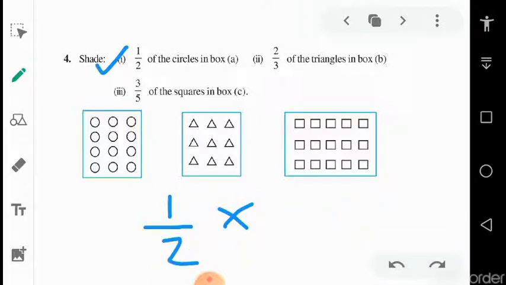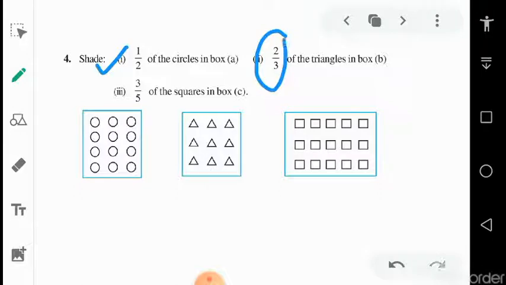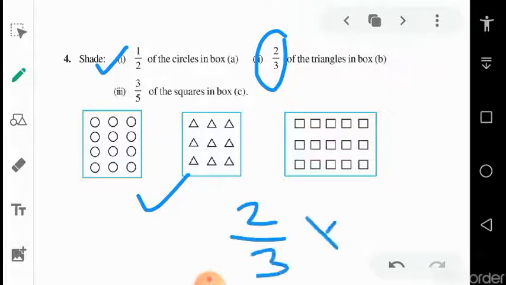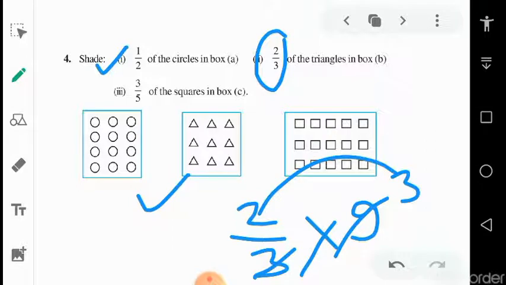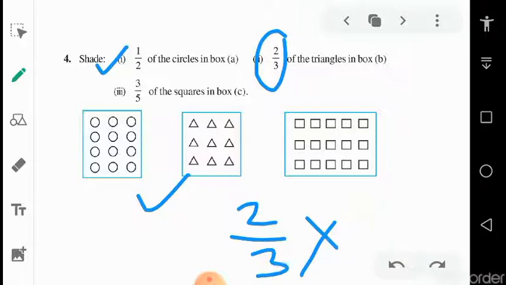Second one is 2 upon 5 of the triangles. So this 2 upon 5 is also called 2/5. Okay, so 2/5 of the triangles. Now as you can see in the second box, how many triangles? Total 9, and 2 by 3 of the triangles, so of means multiply, and total triangles are 9. As you can cut 9 by 3, that is 3. Finally 2 3s become 6. Okay, so the 2/3 of 9 is 6.